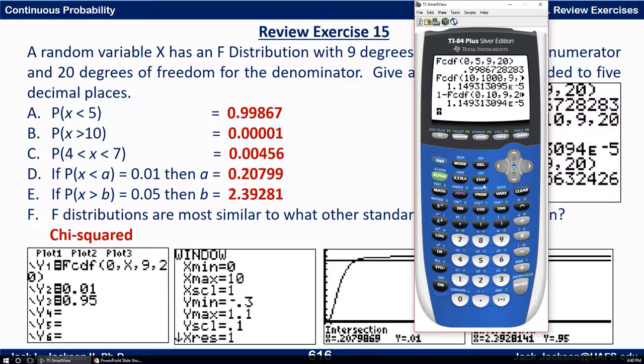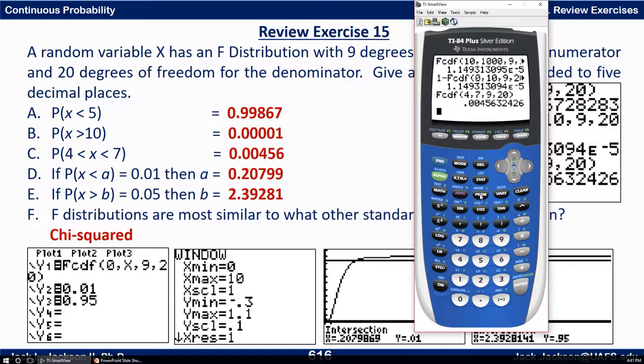We want to find the probability between the two values. We just put in the two values for the 4 and the 7, the 2 degrees of freedom there, 9 and 20, and then we get the probability there.